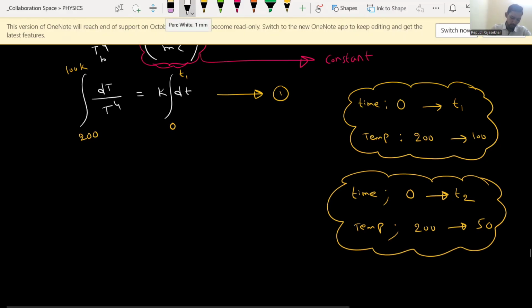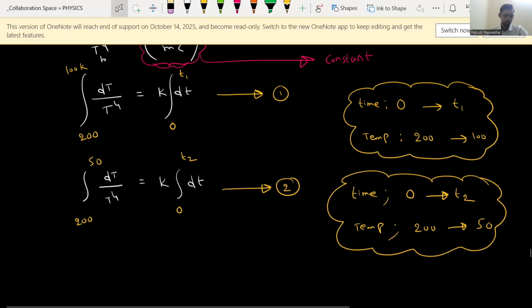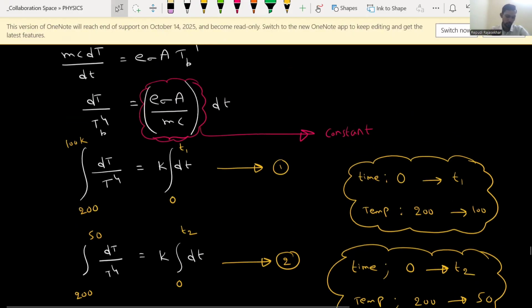I just write here the integration of dT by T to the power 4 equals k into the integration of dt. These terms will not change, only the integration limits will change. Limits I take from here: 0 to T2, and the temperature from 200 to 50 kelvins. Let us take this as equation number 2. Now divide equation 1 and equation 2 to get the final result.